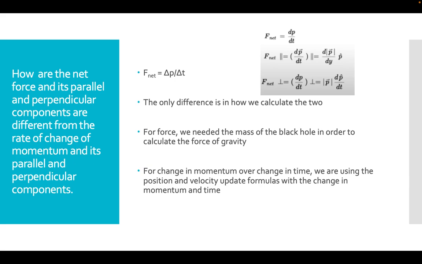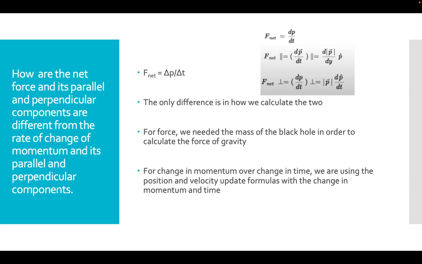So the first what if is, how are the net force and its parallel and perpendicular components different from the rate of change of momentum and its parallel and perpendicular components? So we know F net in this case is delta p over delta t, and they're pretty much exactly the same, but the only difference is how we calculate the two.